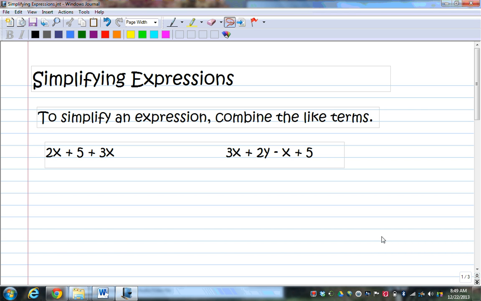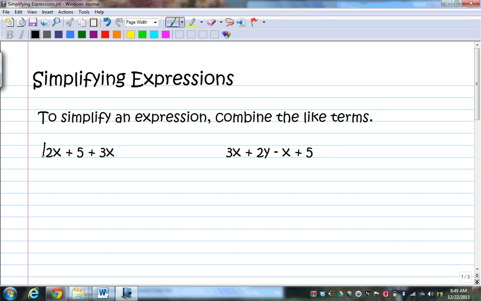First you have to identify which terms are alike, and then you add the coefficients, or the numbers that are out in front. So this is how I like to do it. I identify them by boxing the ones that are alike. Now notice that I included that sign out in front. In other words, I'm saying that's a positive 3x and a 2x.